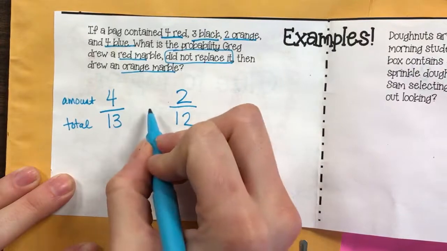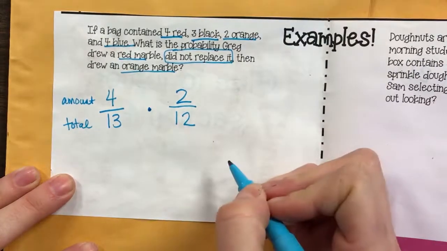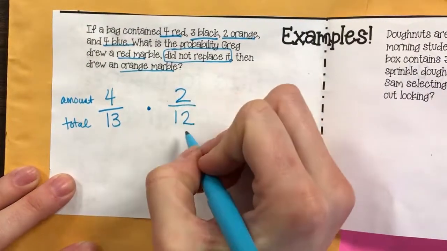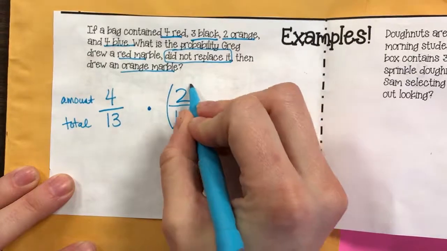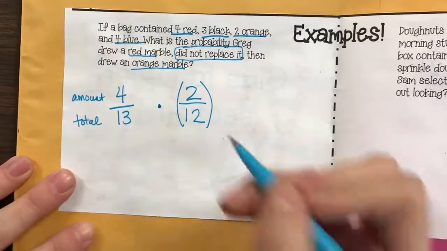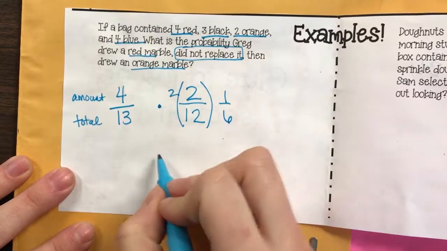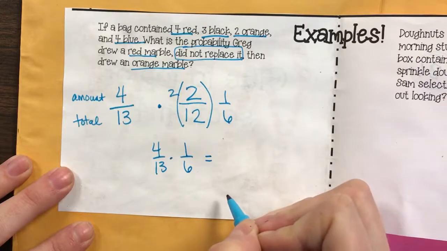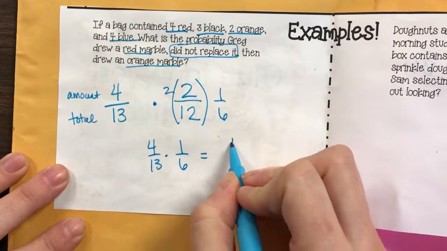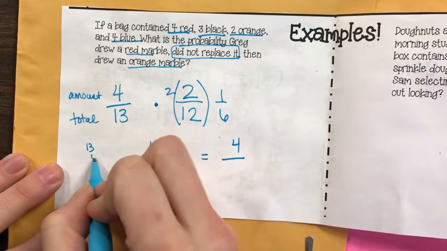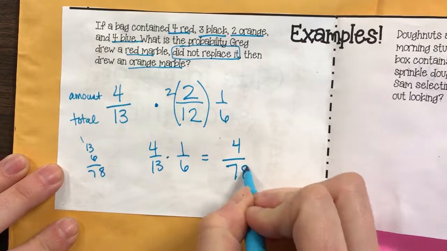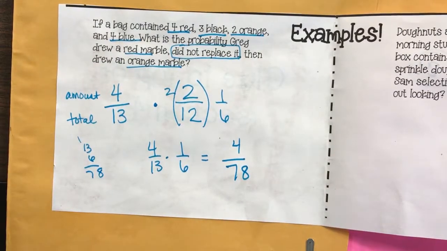Okay. Then what we want to do is we can multiply these 2 together. Multiply across. And it may be easier, this 2 over 12, we can make this smaller so it's easier on us. 1/6. So 4/13 times 1/6 is 4 over 78. And I bet we could make that smaller.